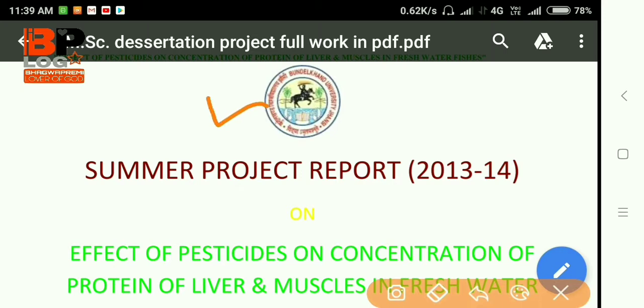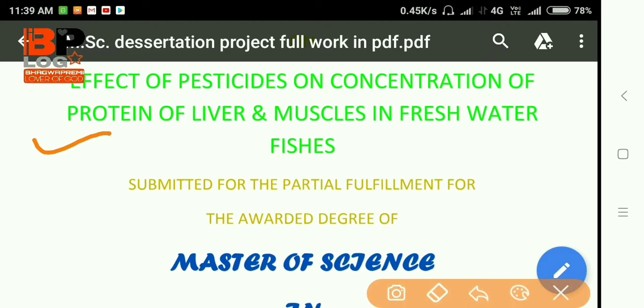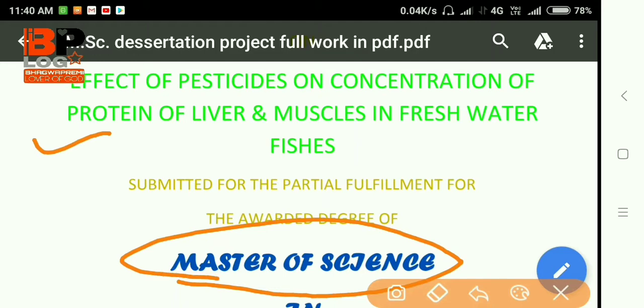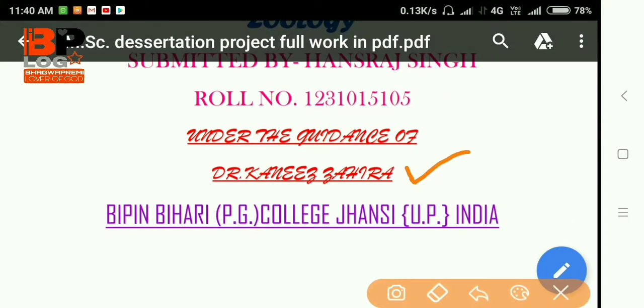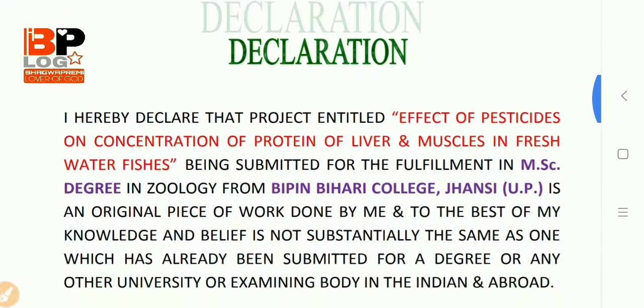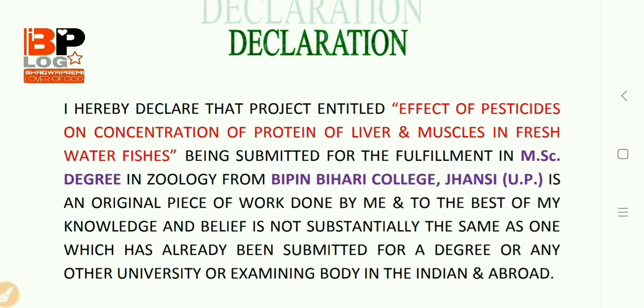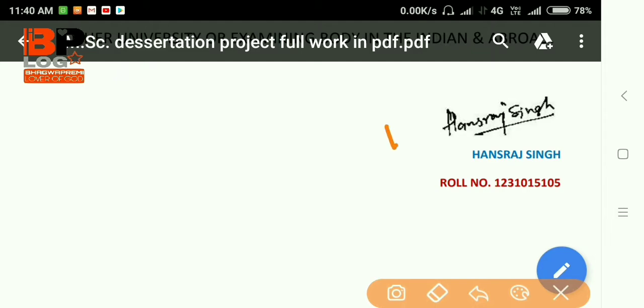This is your university logo, summer project report, and this is the session. This is the topic of your work. This is your degree, subject, name and roll number, supervisor name, college name with address, declaration, see and read carefully, scanned or manual signature, again name and roll number.